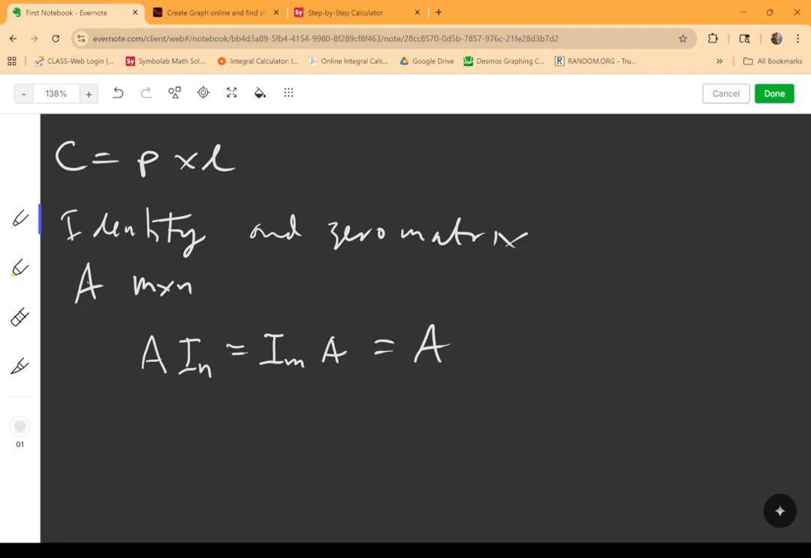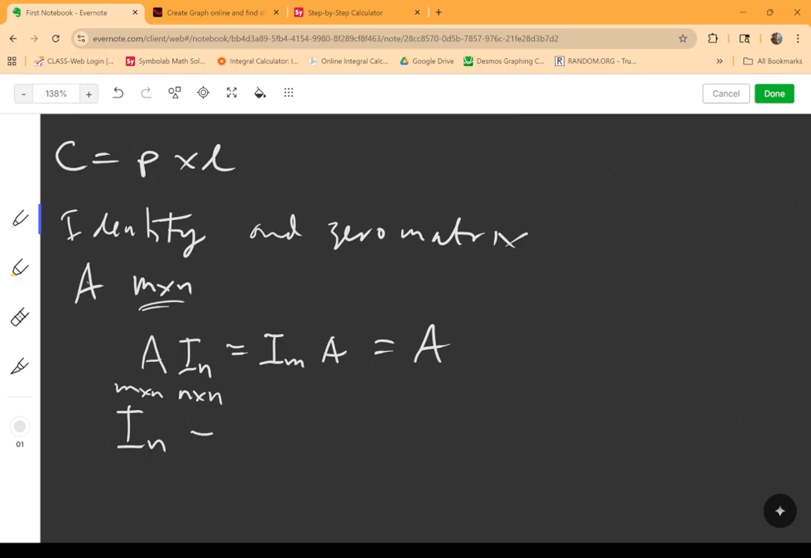Now this identity matrix, this I sub n, is a square matrix, right? All right, and it would have to be square, because if A is m by n and the identity is n by n, we want the resulting matrix to be A, so it has to refer back to size m by n.